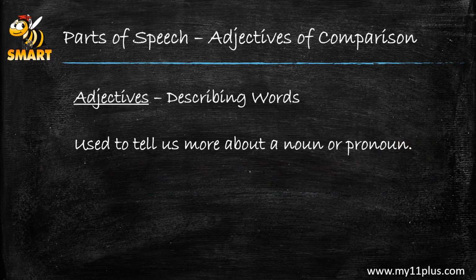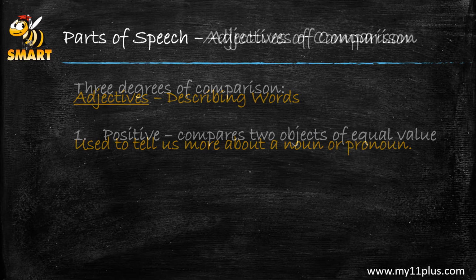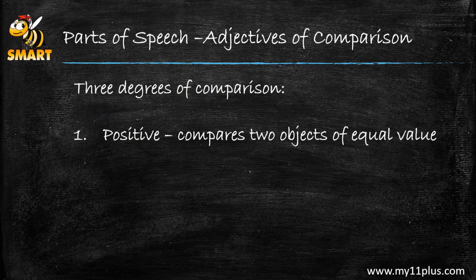So just a quick reminder that adjectives are describing words and they're used to tell us more about a noun or a pronoun. Adjectives can also be used to compare objects in the sentence. And there are 3 degrees or 3 forms of comparison, right?